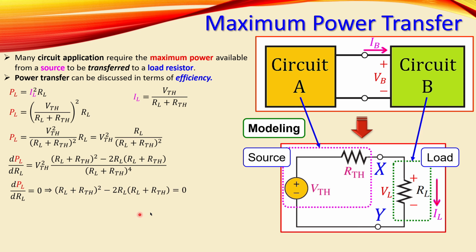We see two terms, they are the same. So we have RL plus RTH, so we can divide it out. You lose one RL plus RTH here, and you also lose a square here. So we'll get this expression.